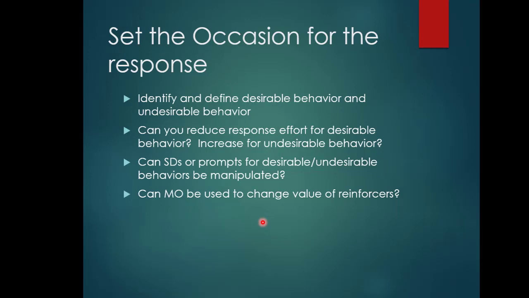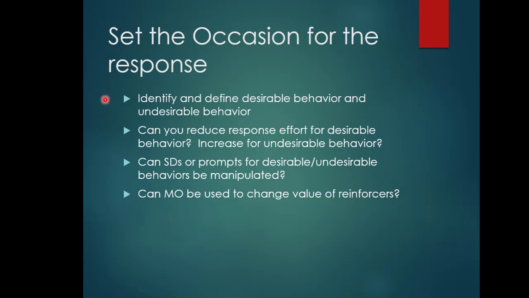And the way we think about this is that by arranging the antecedents, by manipulating what comes before the behaviors, you're trying to set the occasion for the desirable response and not eliminate the occasion for engaging in the problem behavior. And these are the steps that you're going to go through when you're trying to reduce problem behaviors and increase desirable behaviors by using antecedent control procedures.